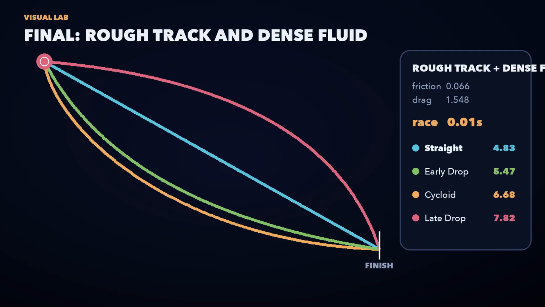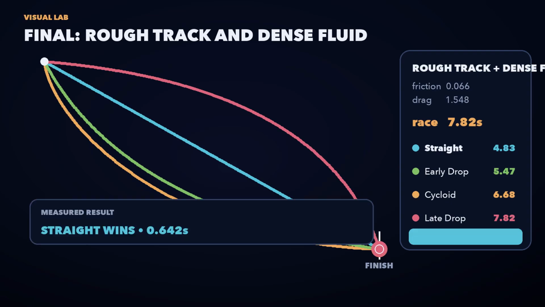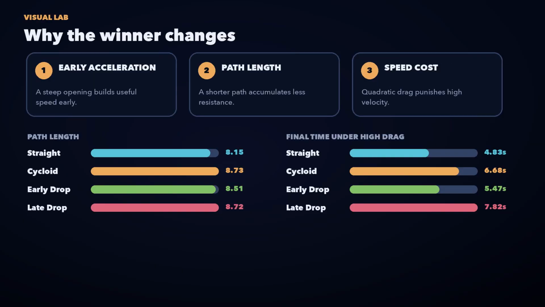Compare the two main contestants directly. The cycloid changes from 1.474 seconds in the ideal round to 6.683 seconds here. Straight changes from 1.73 to 4.825. The route that lost because it accelerated too slowly now wins, because it is short and never pays as much for extreme speed. There is no contradiction. The word fastest always depends on the rules.